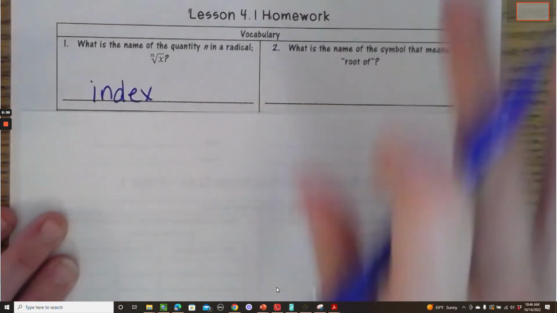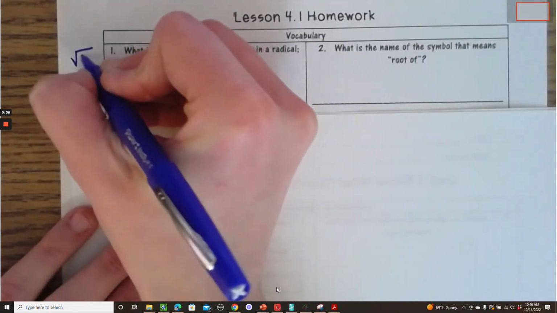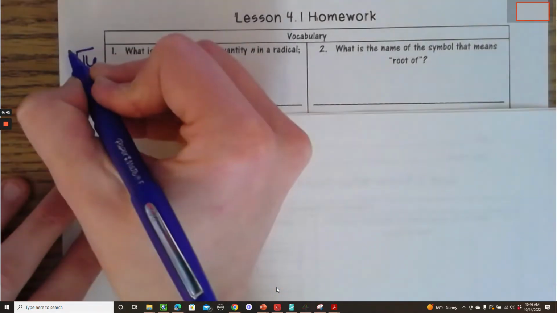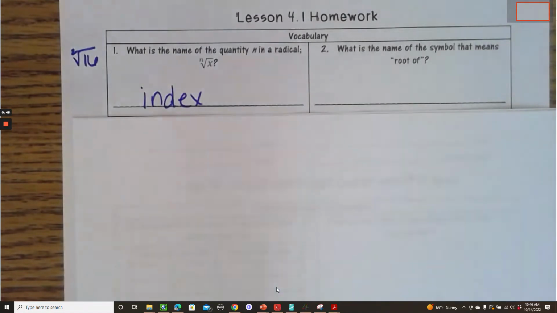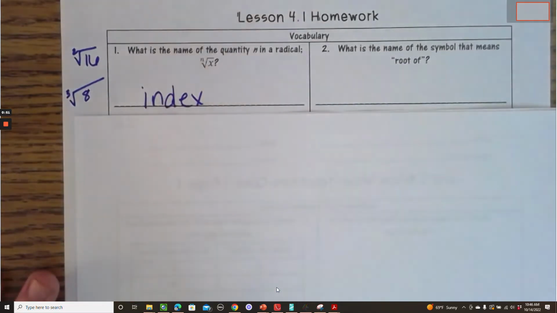So we can have an index. If it's just a square root, like the square root of 16, that means what number times itself gives me 16. That index is 2, but if it's not written there, it's assumed to be a 2. We're going to deal with some that have an index of 3, and that means what number times itself 3 times will give me 8.